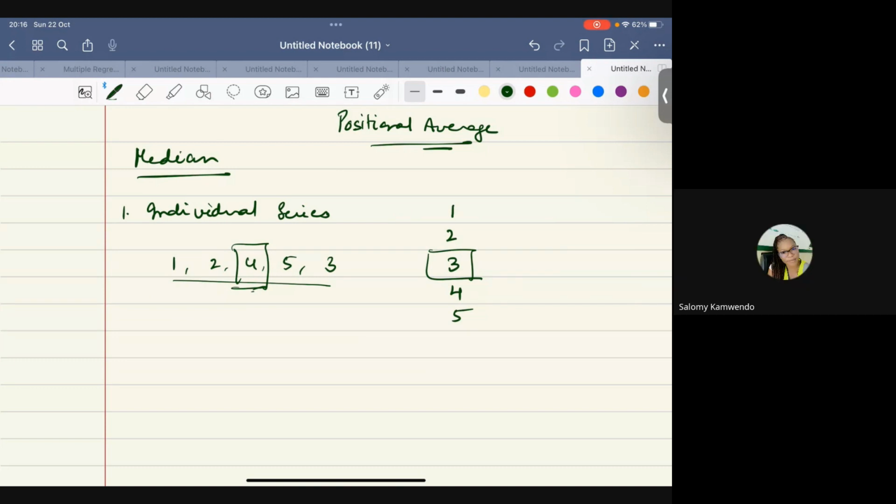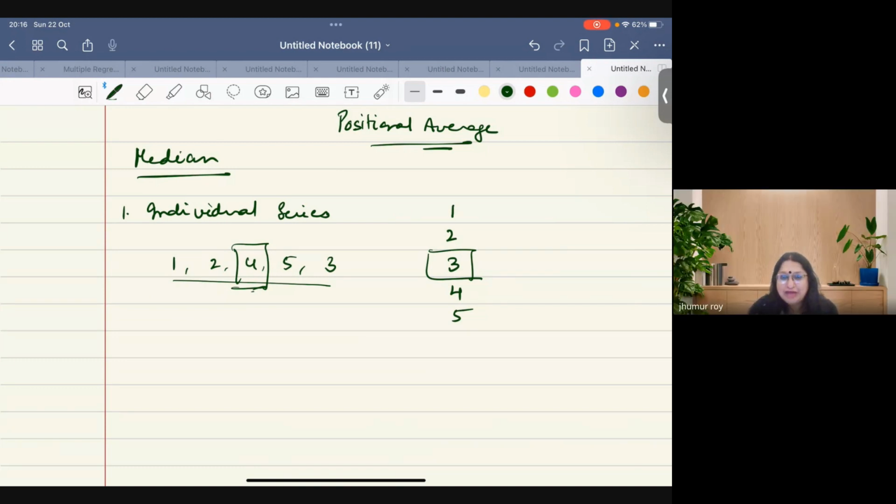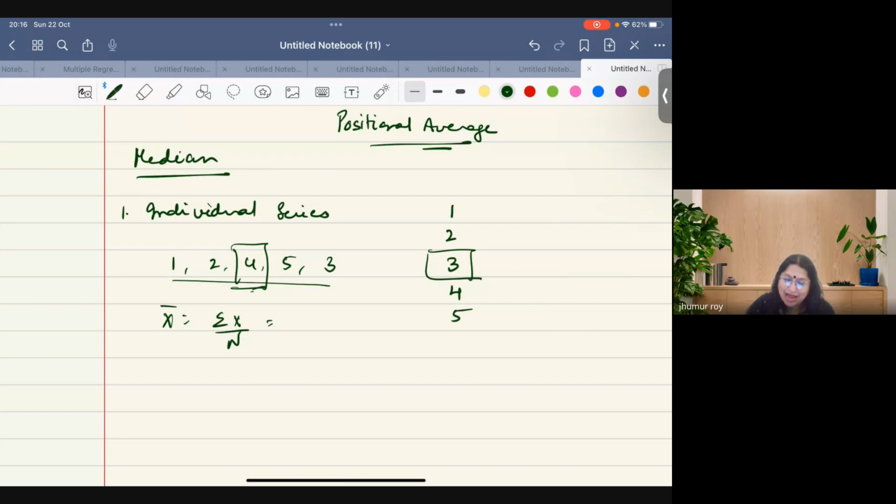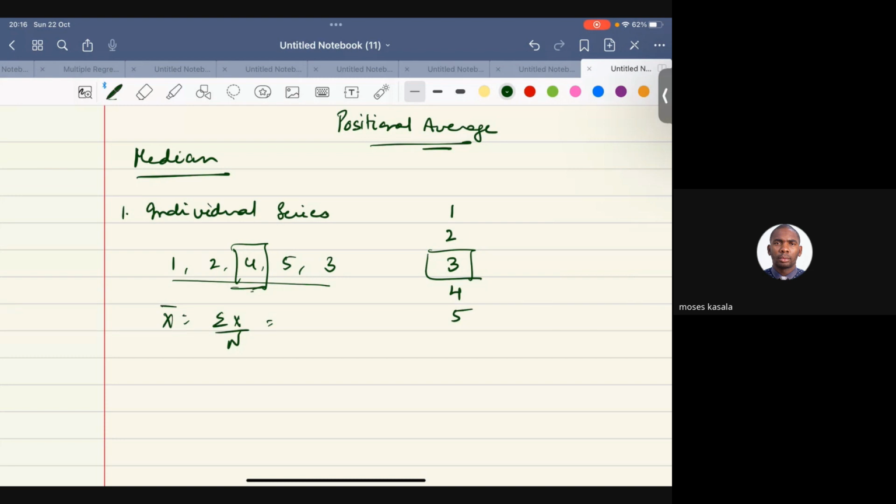For mean, we don't have to do this. For mean, what will we do? Direct method: 3 plus 5 plus 4 plus 2 plus 1, divided by 5. So we will get the correct value. Just divide it and tell me what value you're getting. 3. Yes. If you add it, what is the sum total? 15. 15 by 5 is equal to 3.